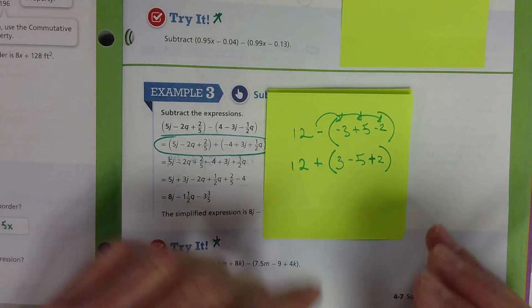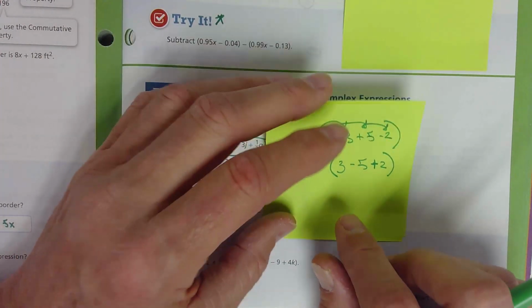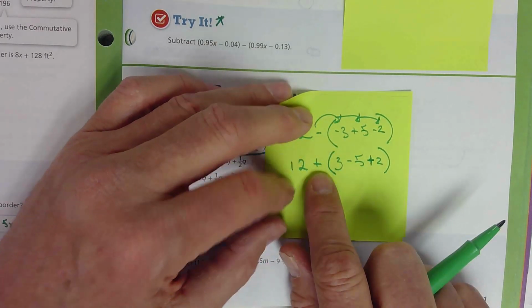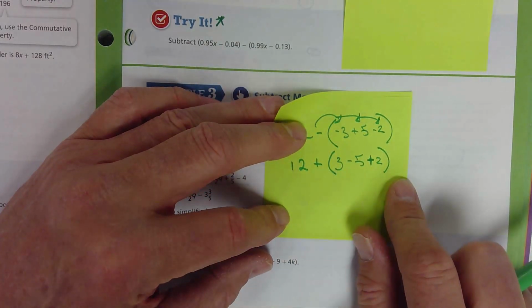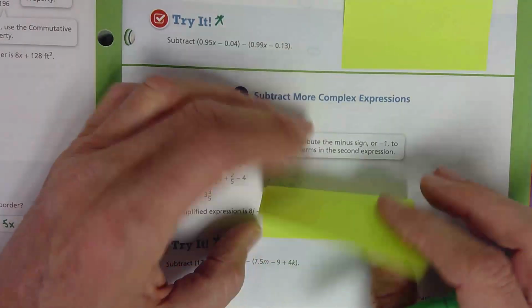So now it's 12 plus 3 minus 5 plus 2. Which is the same thing we did last lesson. Okay, yep, which is the same thing. Thank you for pointing that out. And that's something I mentioned a few minutes ago, that once you do that, it becomes identical to the problems you were doing in the very last lesson.